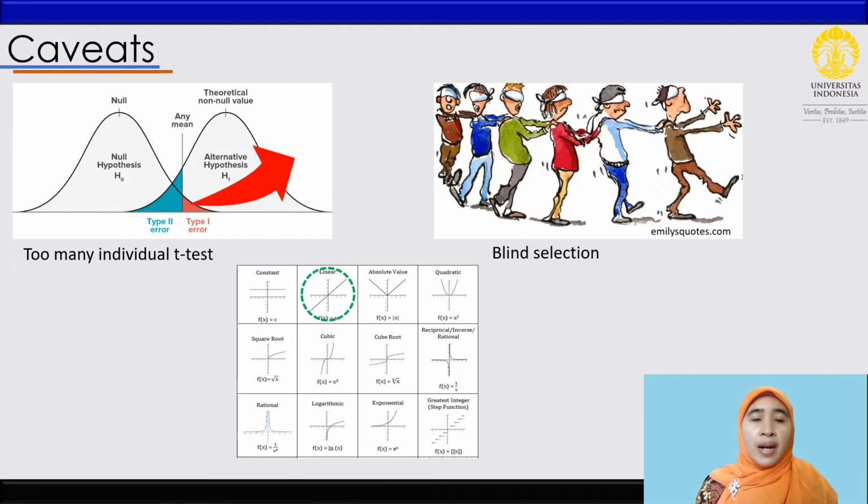So here are at least 3 problems that we need to be aware of when we are applying the stepwise procedure in the process of variable selection when we fit the multiple regression model.